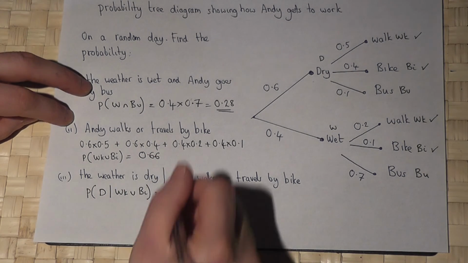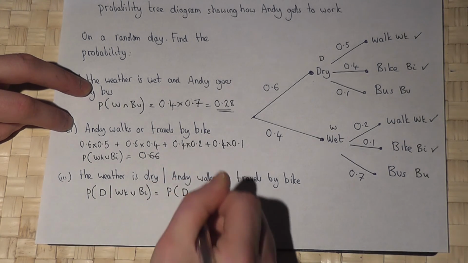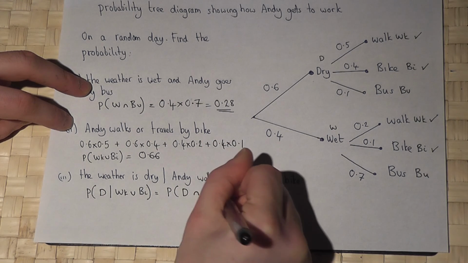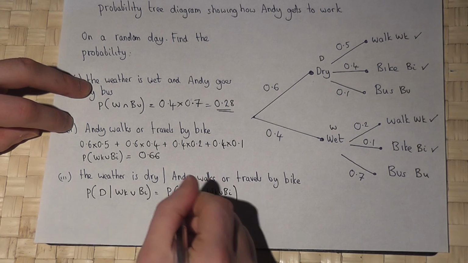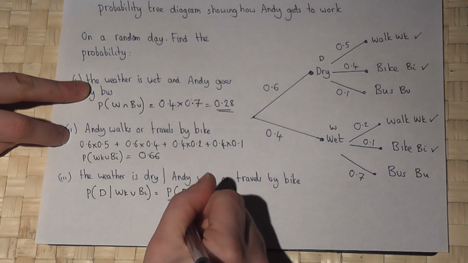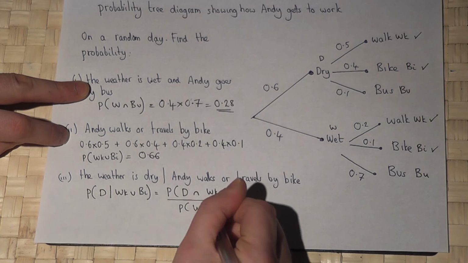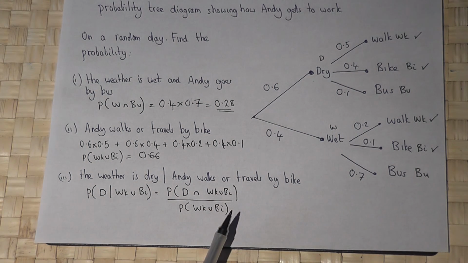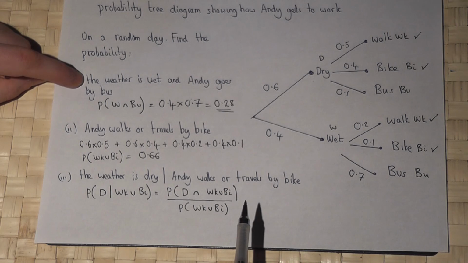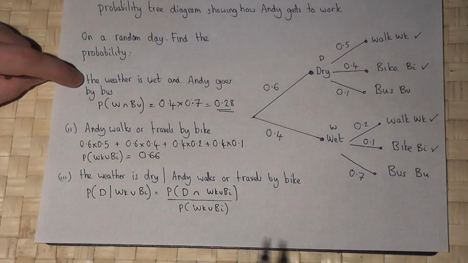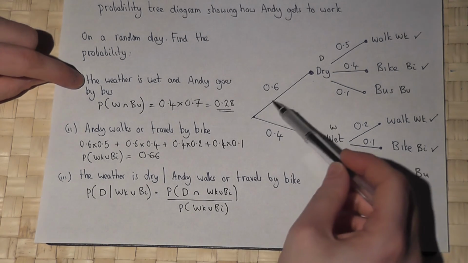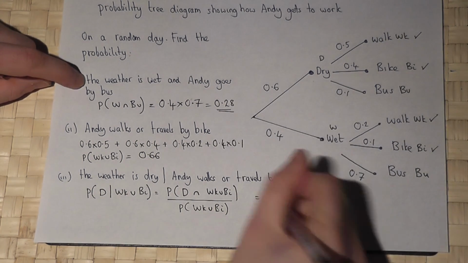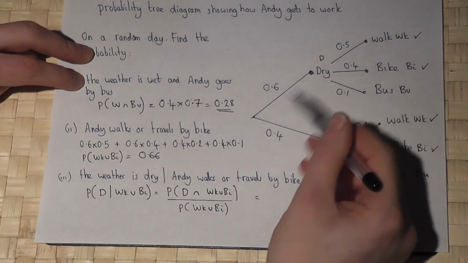Now the formula for this is the chance it is dry and he walks or takes a bike, all over the chance that he walks or takes a bike. Now this is not as confusing as it might appear, because dry and walks or bike just corresponds to the options where it's dry and he walks or takes a bike. So the top is just dry and walks or dry and bike.